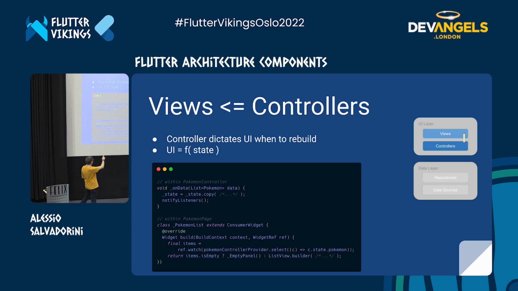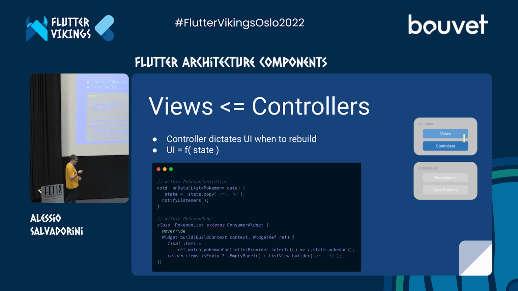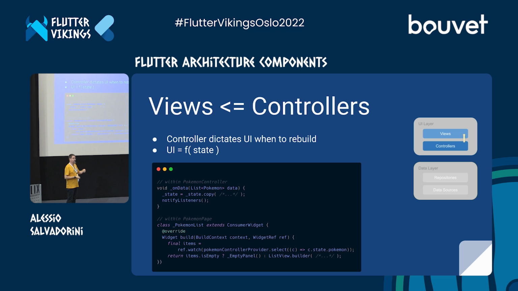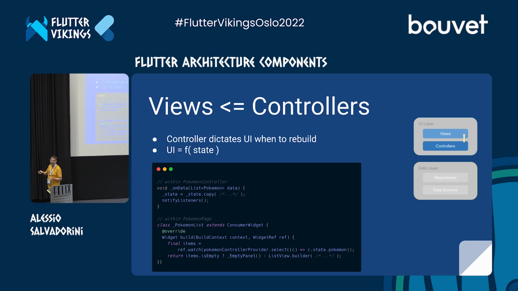On the UI side, here it's on my Pokemon page. This time I watch the provider because I want to rebuild my widget, which is a consumer widget, so it consumes the UI. And if you remember, my state is fully inclusive. It has the loading, it has the error, and it has the list. This is only for my Pokemon list widget. I don't want to rebuild this part of the UI every time, for instance, the app is loading or stops loading, because the list didn't change in that case.